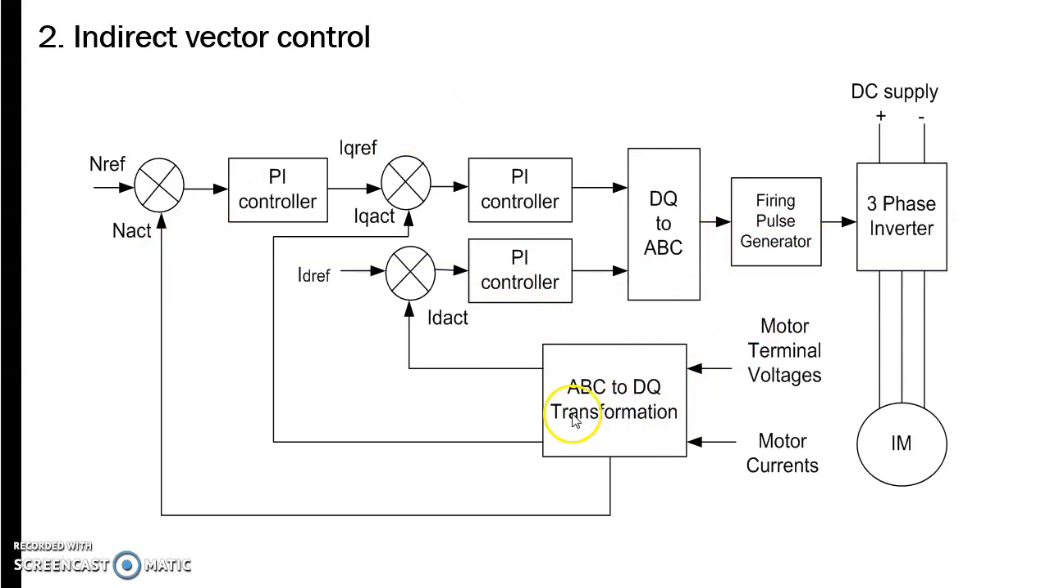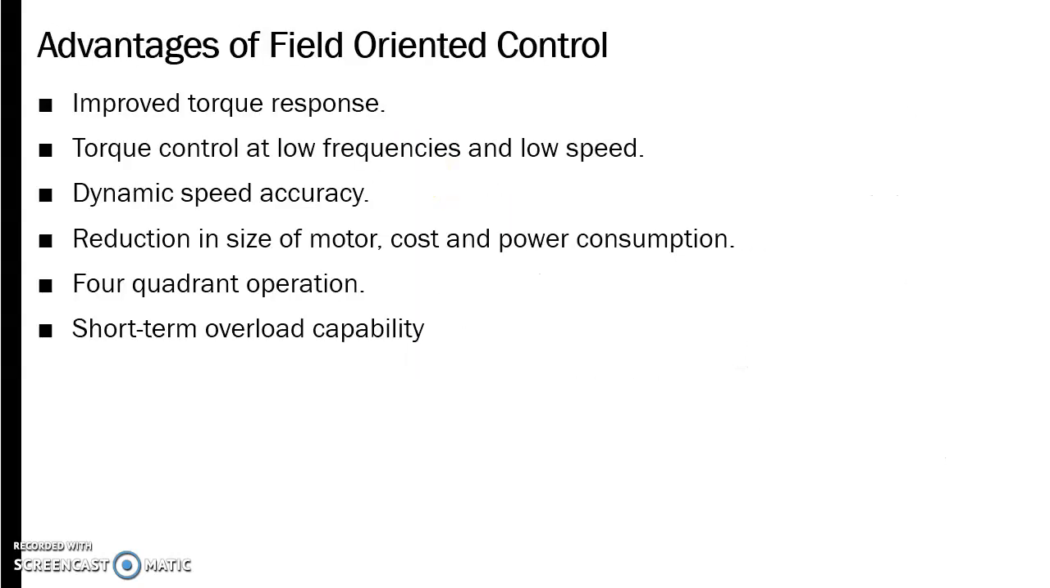ABC is converted into DQ, and this is the torque producing, this is the flux producing component, separate control, and it is converted again back to ABC, then controls the three-phase inverter. So you should study these two block diagrams and the explanations we have given in the last two lectures and also in this lecture. And the last part of this is some of the advantages of field oriented control.